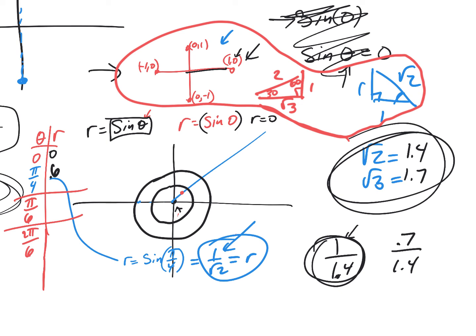I hope you figured out that this is sine of 30, really, because pi over 6 is like 30, right? Sine is opposite over hypotenuse, which is a half. Boom, it's a half. Awesome. A half.